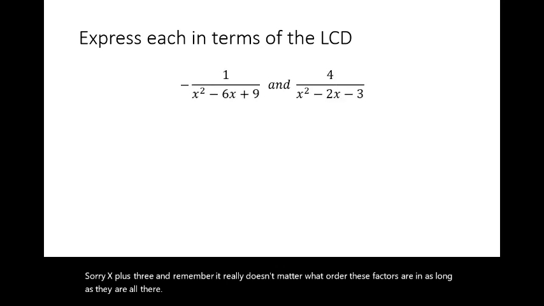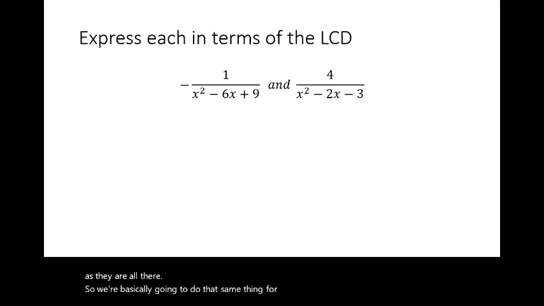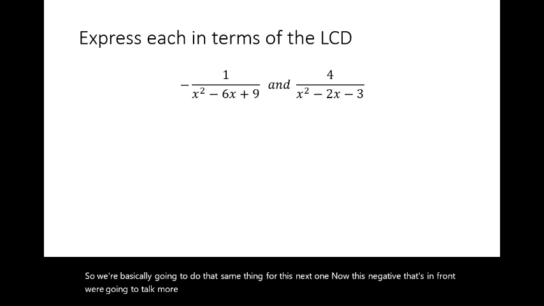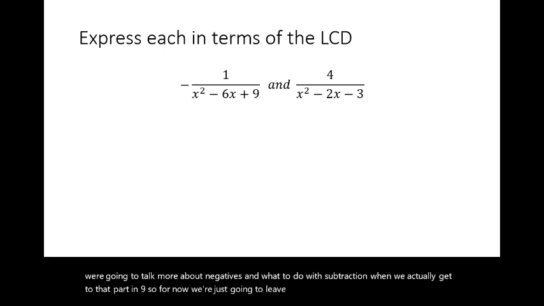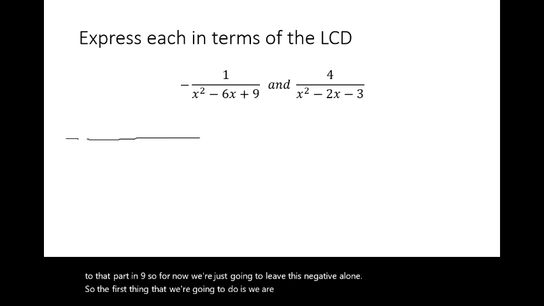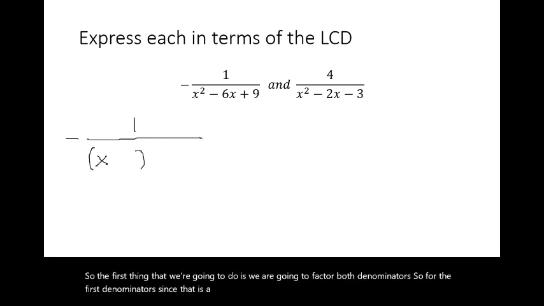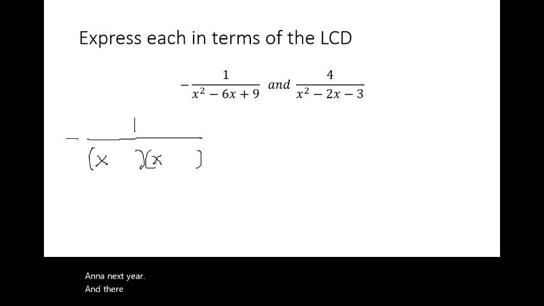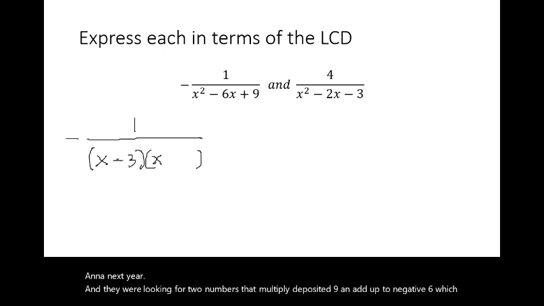So we're basically going to do that same thing for this next one. Now, this negative that's in front, we're going to talk more about negatives and what to do with subtraction when we actually get to that part in 6.3. So for now, we're just going to leave this negative alone. So the first thing that we're going to do is factor both denominators. For the first denominator, since that is a 1x squared, there is an x here and an x here. And then we're looking for two numbers that multiply to positive 9 and add up to negative 6, which are minus 3 and minus 3.